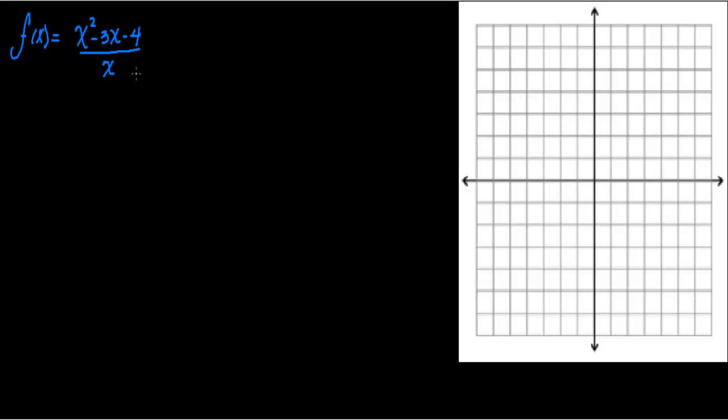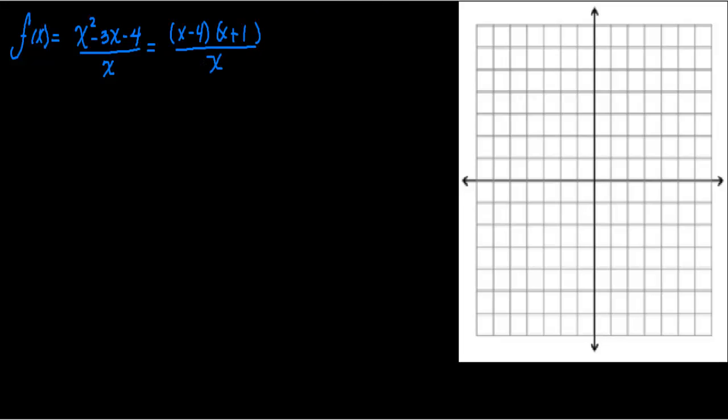Hello everyone, in this tutorial we're going to sketch the graph of this rational function. Before doing anything, you should always try and factor if you can. And I can see that the numerator is factorable, so I'm going to go ahead and factor it. (x - 4)(x + 1) over the denominator, which is x.